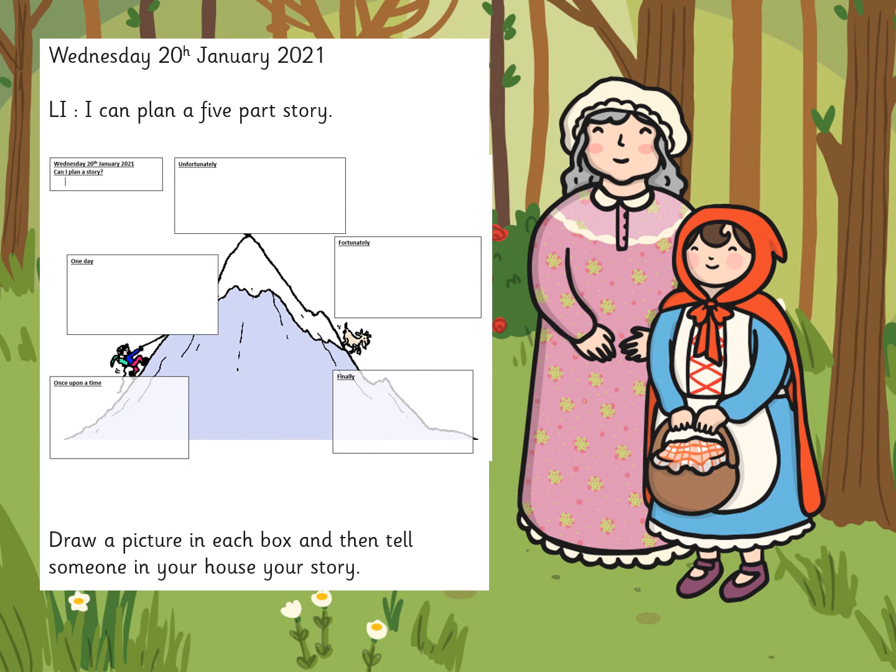Your job today then is to make your own story mountain. You can use just the same pictures that I've done in each of the different boxes and then see if you can tell someone in your house your story. Once upon a time there was a little girl called Little Red Riding Hood. One day she went for a walk through the forest. Unfortunately she met a wolf. Fortunately the woodcutter scared the wolf away. Finally they lived happily ever after.